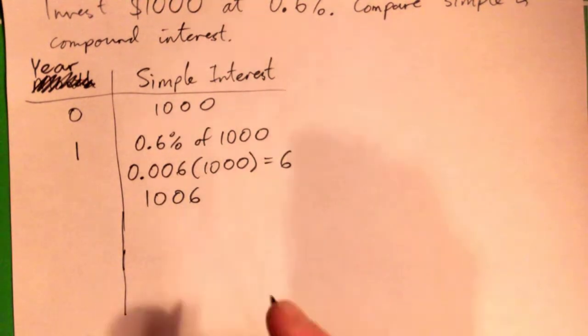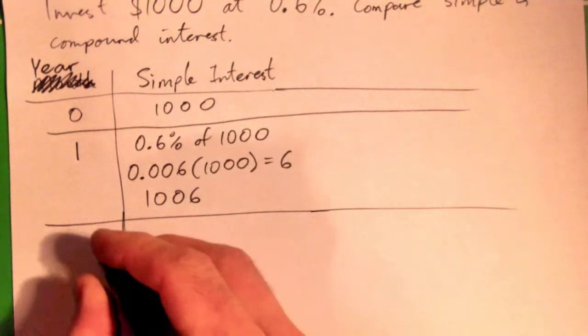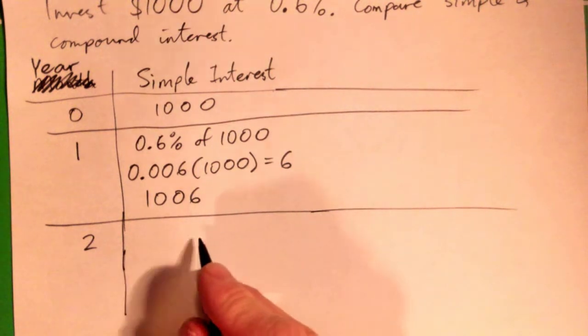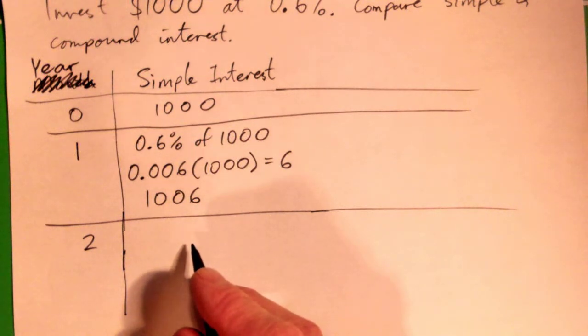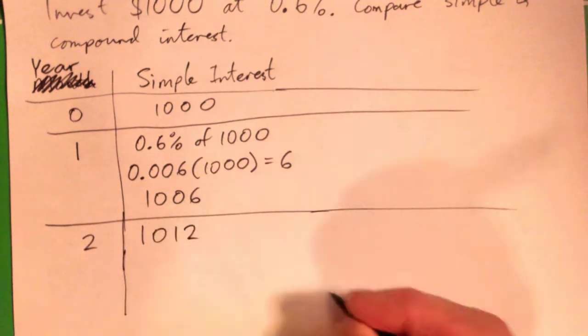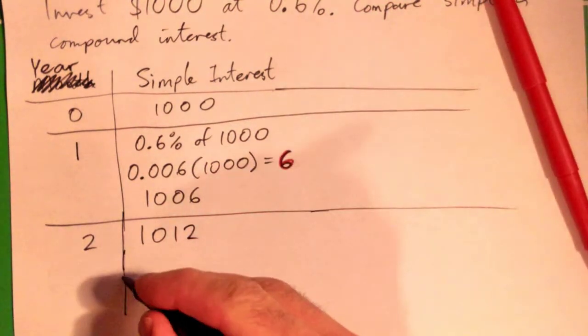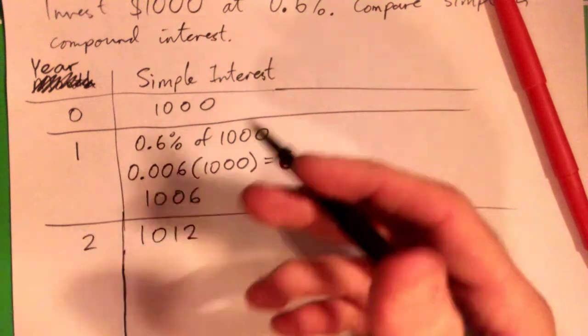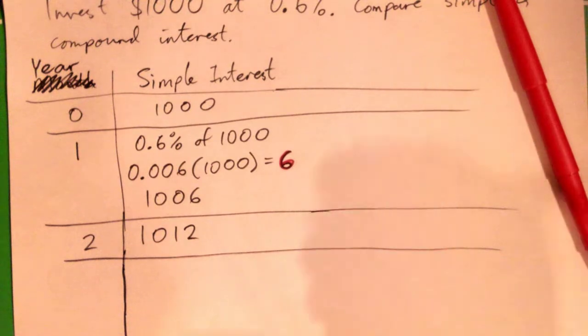Now, what happens on simple interest after the second year? After the second year on simple interest, what do we do now? We just have 1,012. Why? Because with simple interest, it's just that amount over and over and over. You get the interest on the principal each time. You don't get compound interest. You're not allowed to get interest on top of other interest.